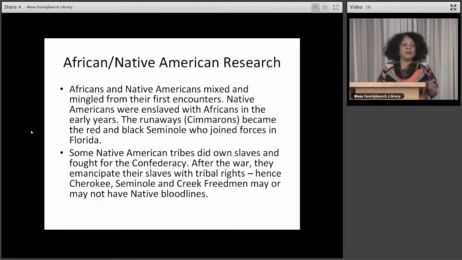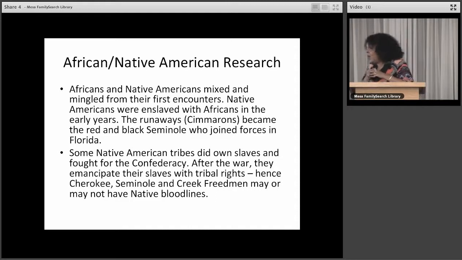In the early years, you had black Seminoles and red Seminoles. The black Seminoles knew how to cultivate and plant. The red Seminoles knew how to hunt and fish and live in the woods. They got together, fought off the United States Army for many, many years, and have never signed a peace treaty.